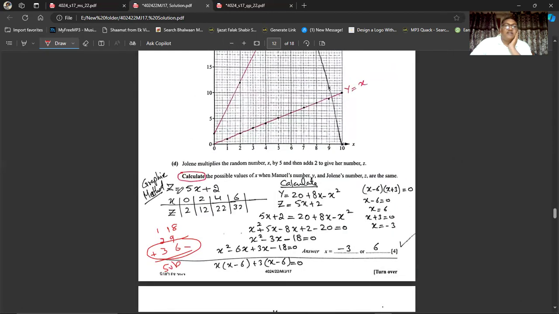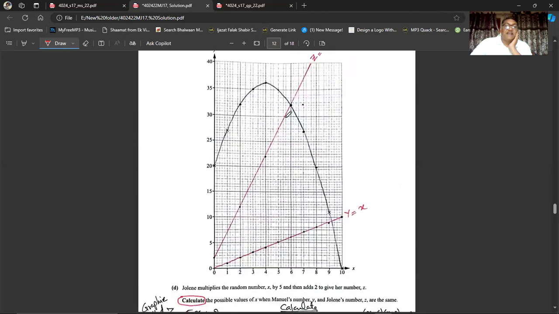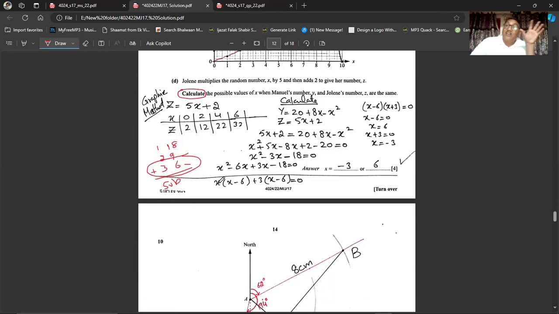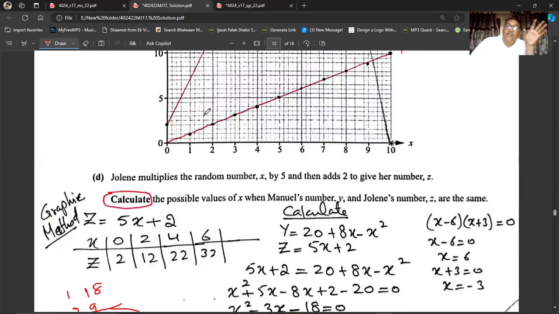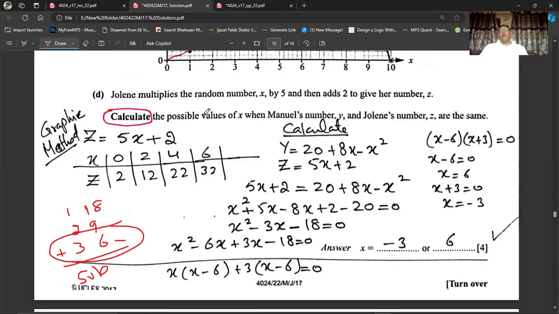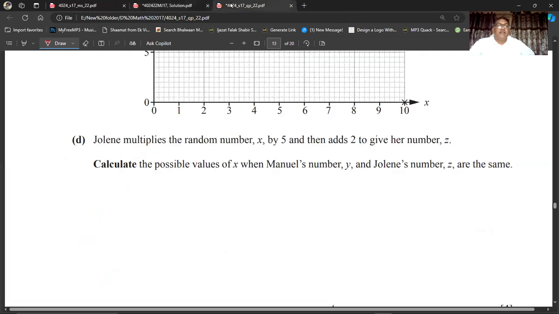So I draw this line here, and when it intersects, I check the x value. You will get the same answer, but because the graph is not enough here, I cannot find that -3 value. The +6 value I can find here. But they have not asked you to solve it graphically. They have asked you to calculate it properly with the arithmetic. Okay, so I hope you understand. This is the solution. You can pause the video and also learn the trick. They have asked you to calculate it arithmetically.